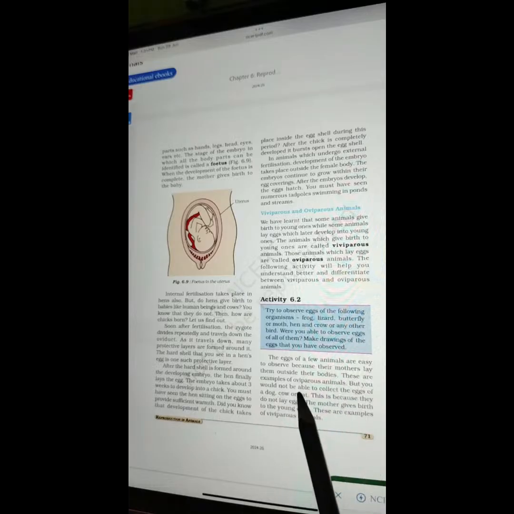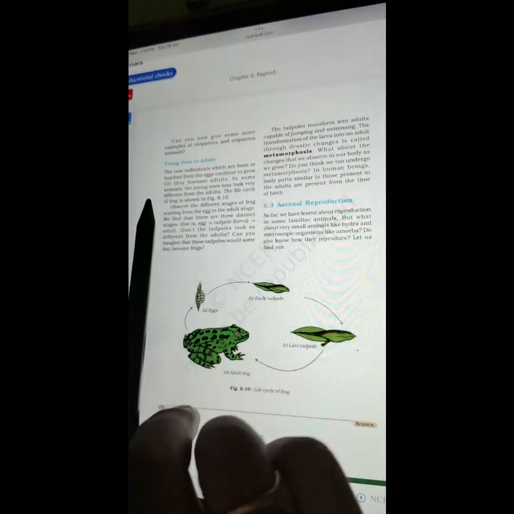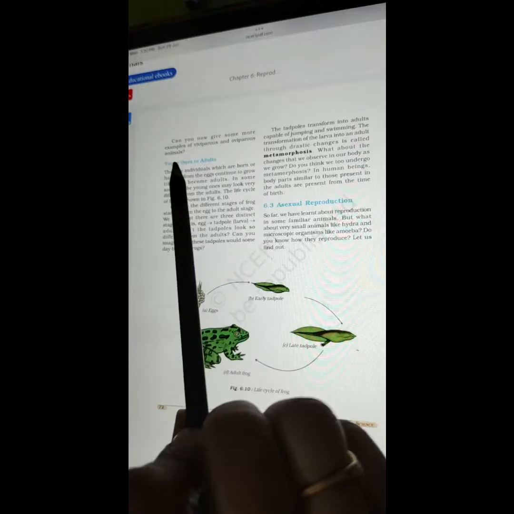These are the examples of oviparous animals, but you would not be able to collect the eggs of dog, cow, or cat. This is because they do not lay eggs. The mother gives birth to the young ones. These are the examples of viviparous animals. Can you now give some more examples of viviparous and oviparous animals?